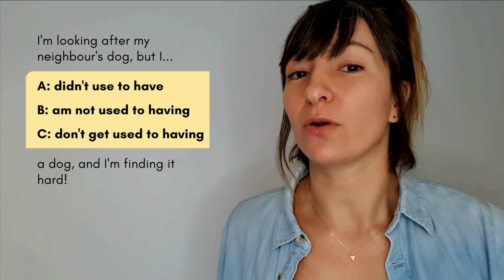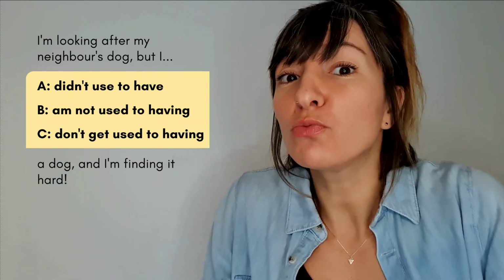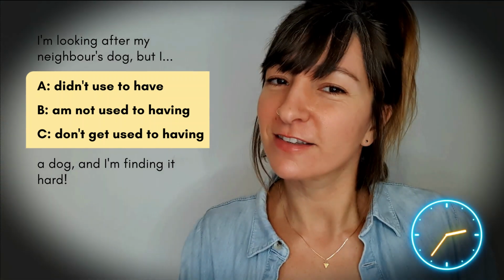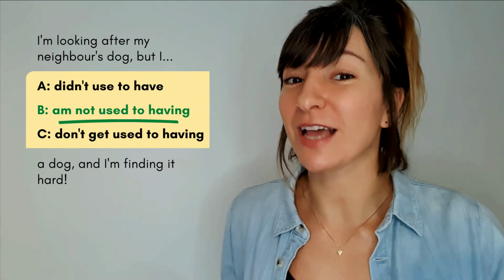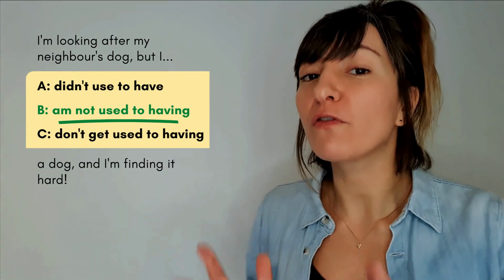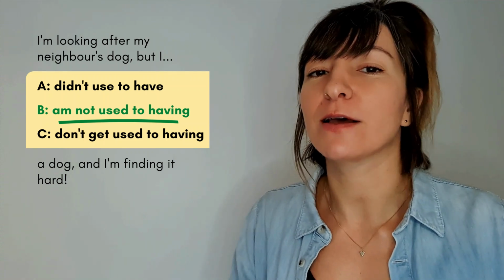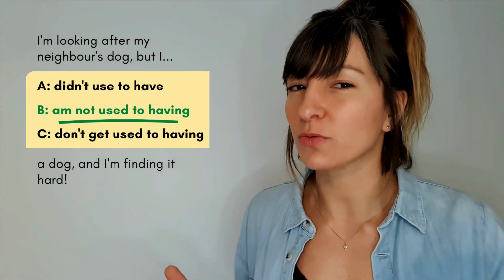Okay, next one. I'm looking after my neighbour's dog, but I didn't used to have, I'm not used to having, or don't get used to having a dog, and I'm finding it hard. I'm looking after my neighbour's dog, but I'm not used to having a dog and I'm finding it hard. Okay, so here I'm saying that I'm not familiar with having a dog around, so I'm finding it hard to look after my neighbour's dog. We use be because we're talking about a state, not a process.